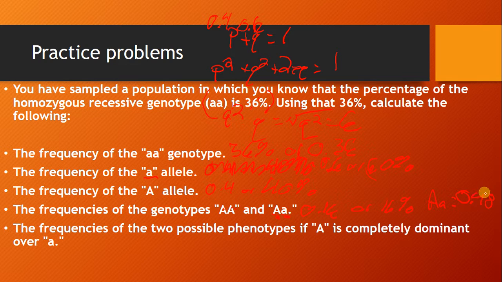Now to double check, we need to see that P squared plus Q squared plus 2PQ equals 1. P squared, from right here, was 0.16, plus Q squared, 0.36, equals 0.52. 0.52 plus 0.48 is 1. We know that's right. These are the frequencies of the two possible phenotypes if A is completely dominant over a.